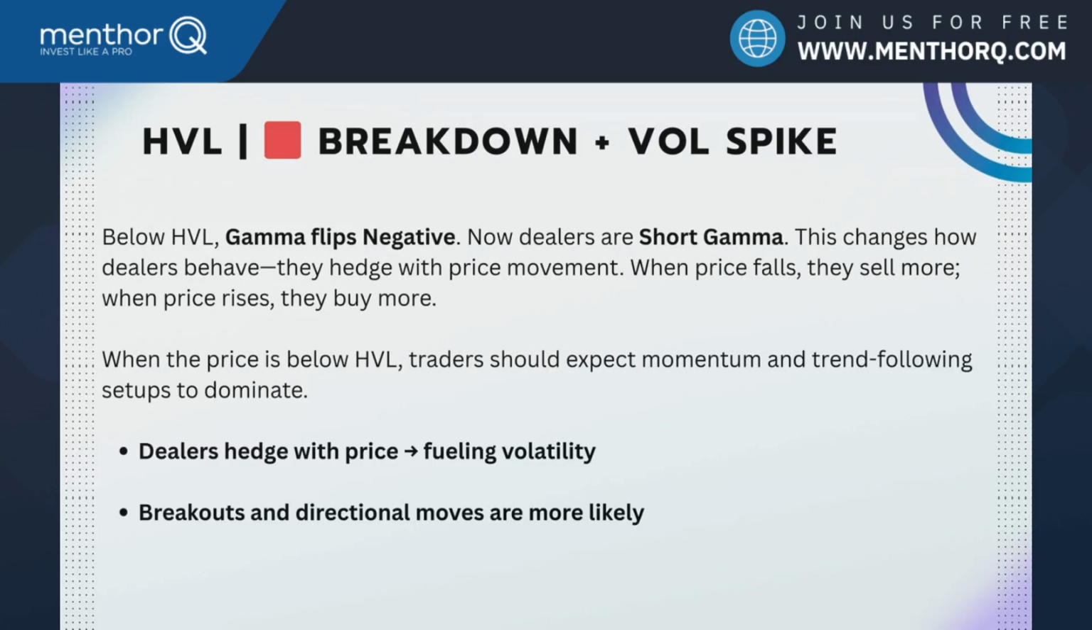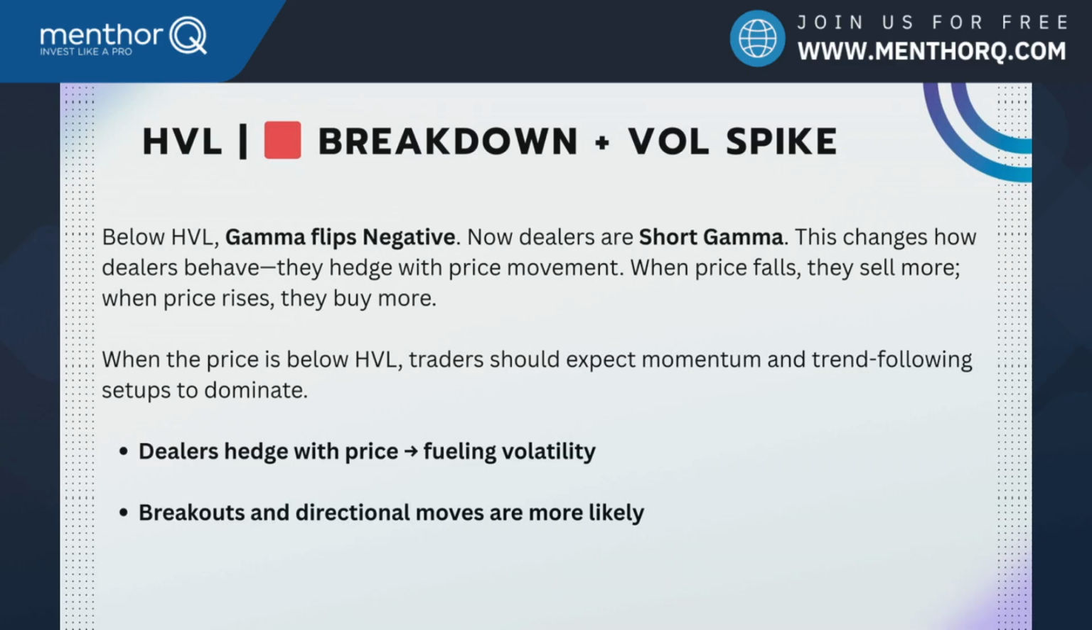All right. The second scenario, which is also very, very important, is when we are in a breakdown plus a volatility spike at the HVL level. So below the HVL, gamma flips negative. So now dealers are starting to be in a short gamma environment, or short gamma regime. So this changes how dealers behave. They hedge with the price movement, so they sell when the price falls and they buy when the price rises.